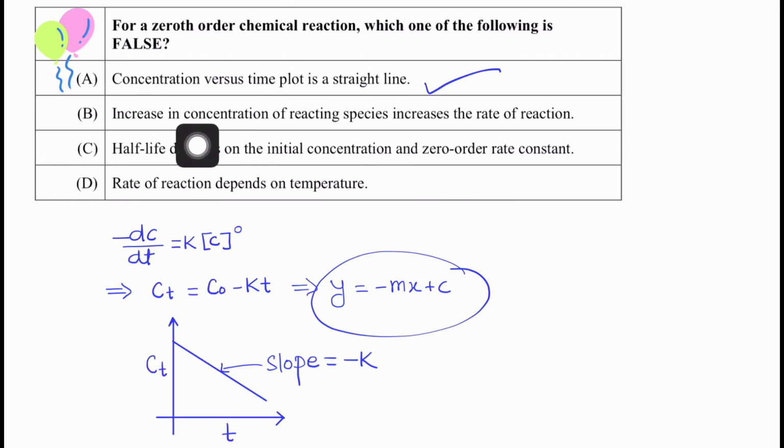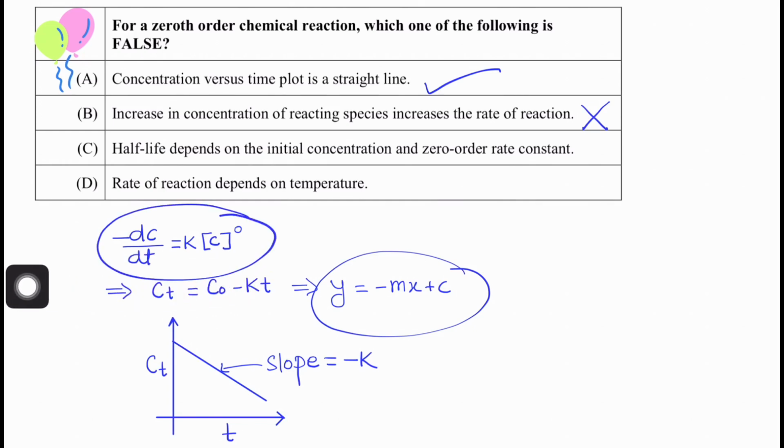Second, increase in concentration of reacting species increases the rate of reaction. That is completely wrong. If we see the differential rate law for the zero order reaction, the rate of reaction is not depending on the concentration of the reactant. So this statement is false.